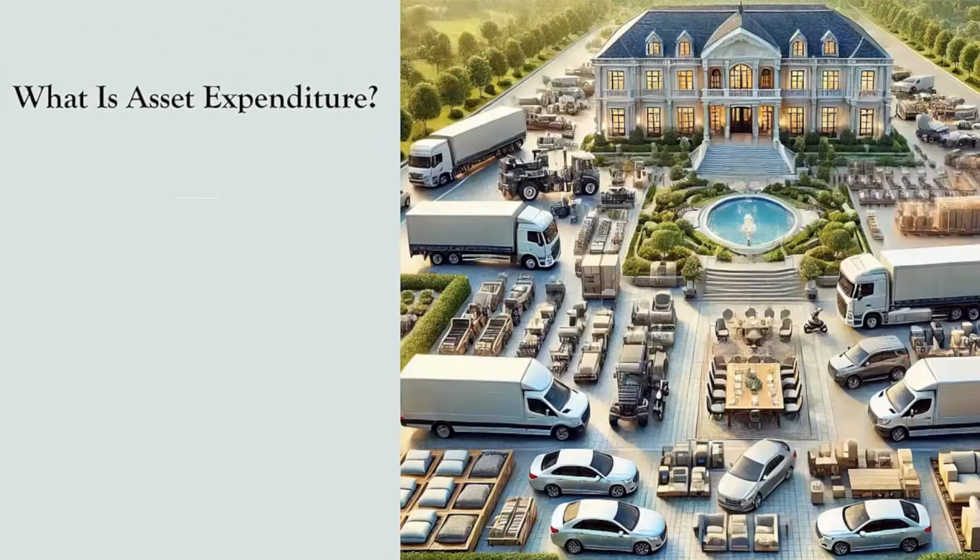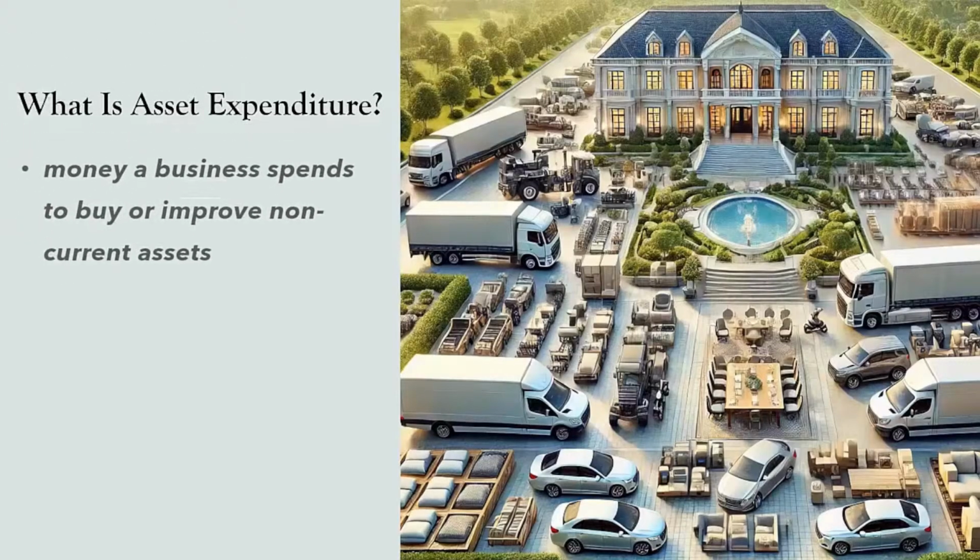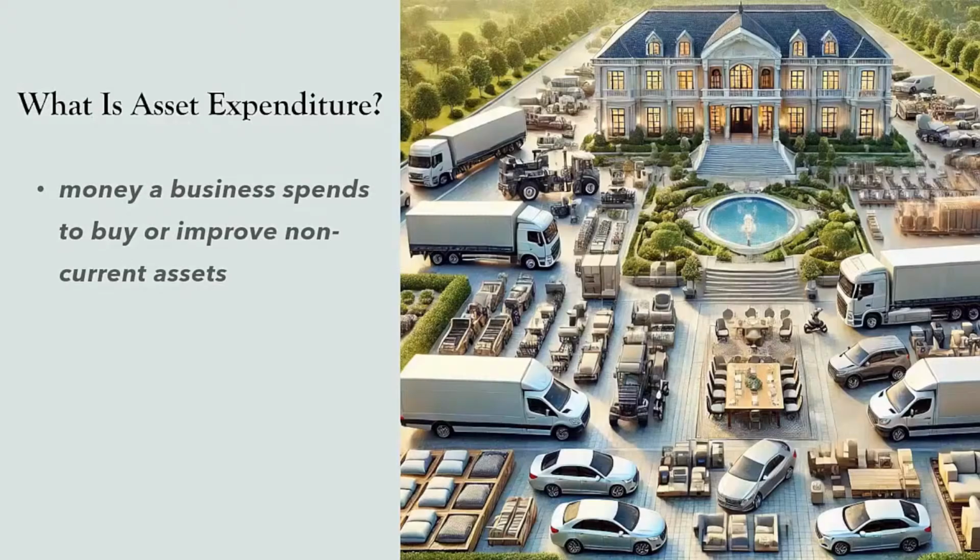1. What is asset expenditure? Asset expenditure is the money a business spends to buy or improve non-current assets. These are assets that the business will use over many years to help it generate income. Examples include machinery used to manufacture products, buildings such as office spaces or warehouses, vehicles like trucks or company cars. Think of asset expenditure as a long-term investment in the business. These assets won't just help the business this year. They'll continue to add value for many years.